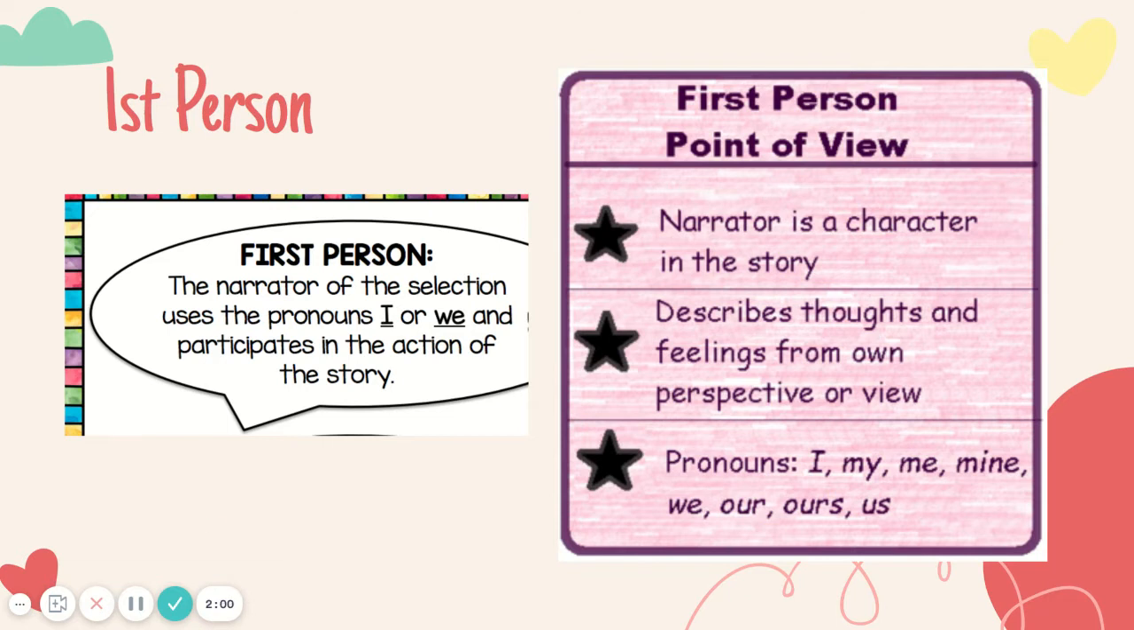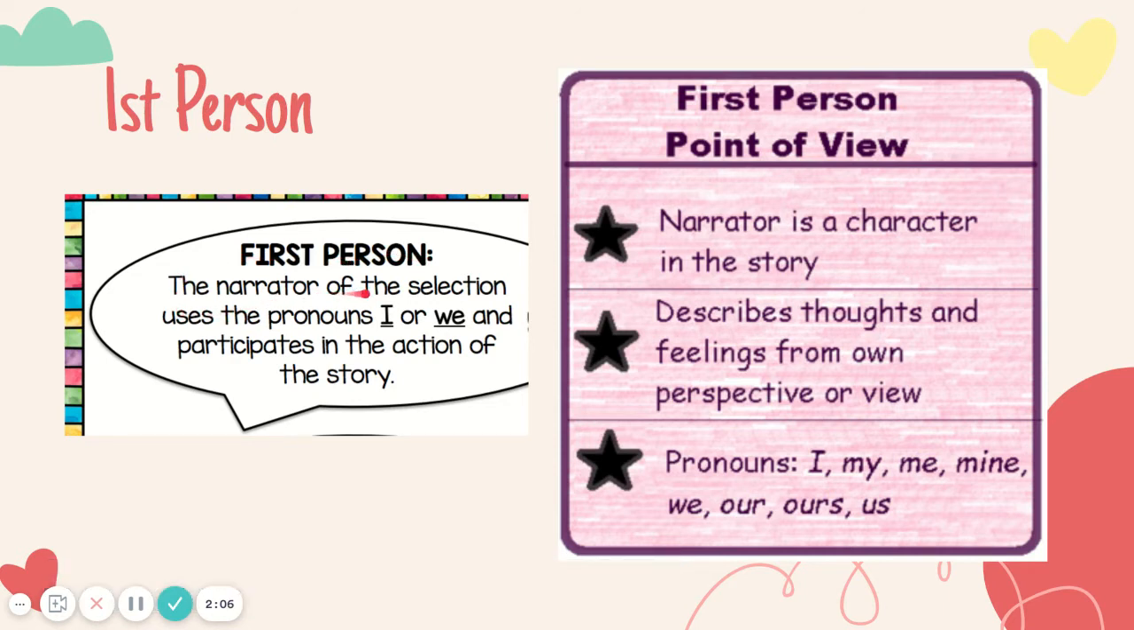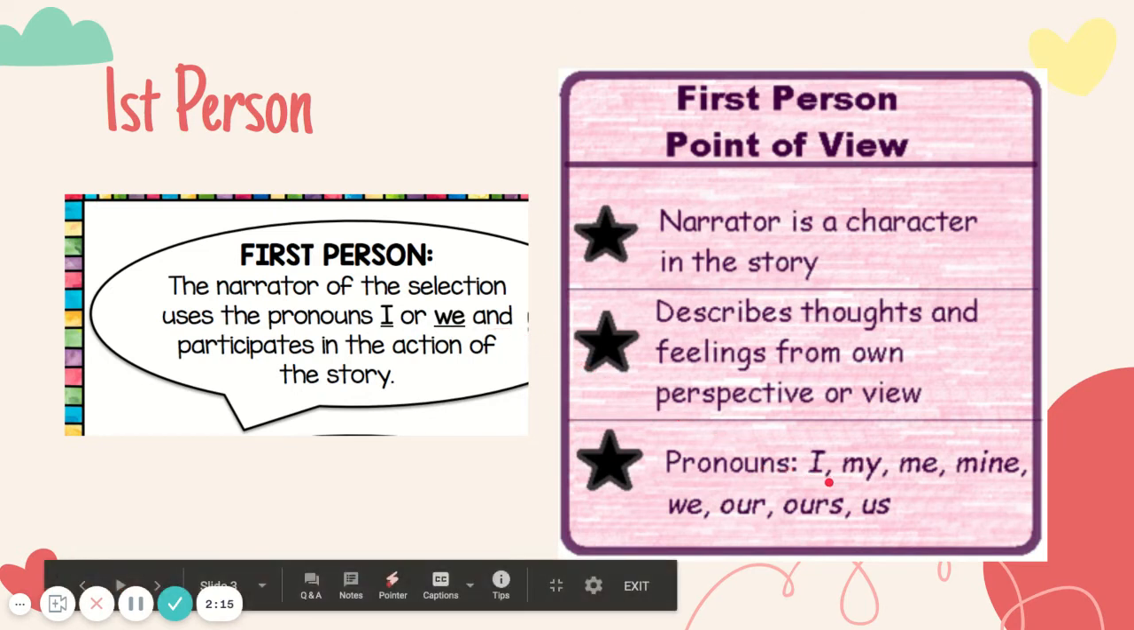When we read something and it's in first person point of view, the narrator who is speaking to us in the story uses the pronouns I or we. You can see some more down here. Sometimes they use the words my, me, mine, we, our, and us. Most of the time you will see I, my, and we. So those are what we'll focus on today.